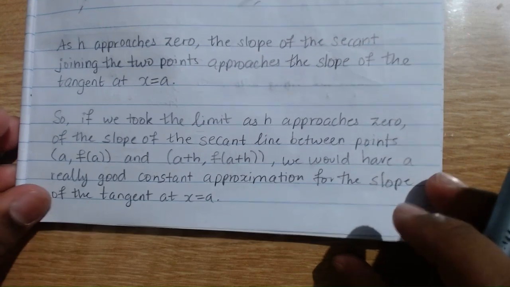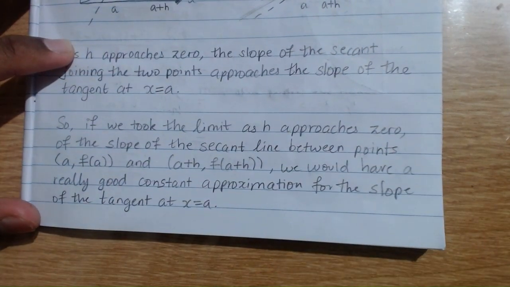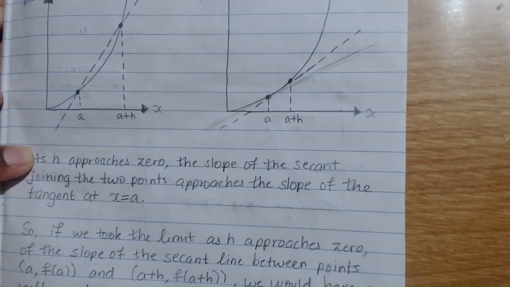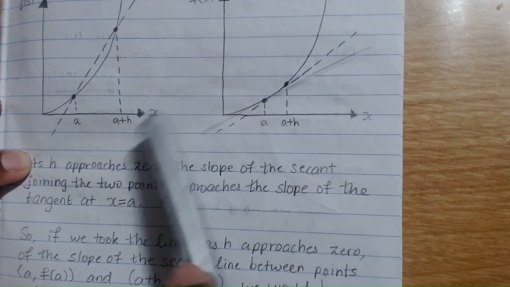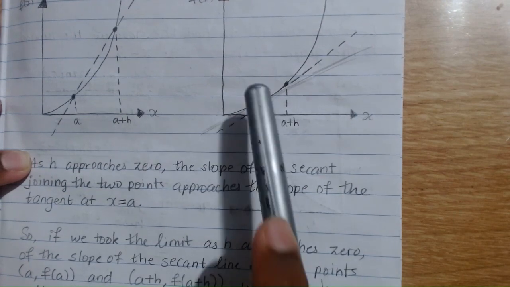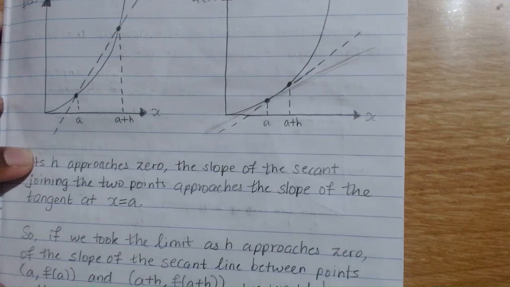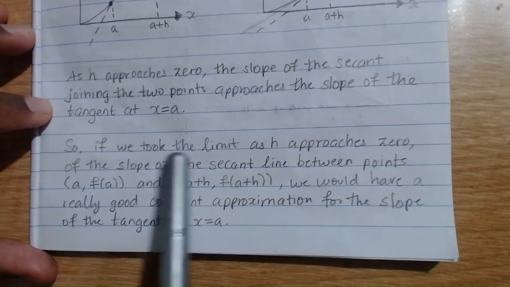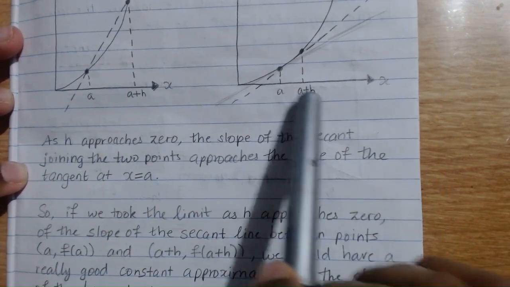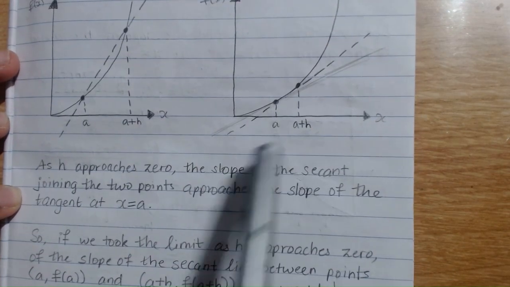We left off from this paragraph, which says if we took the limit as h approaches 0 of the slope of the secant line between 2 points, a, f of a. So we have this graph here, with a function f of x, and I've marked 2 points: a comma f of a, that's that point right there, and a plus h comma f of a plus h, which is that point right there. And I'm saying if we took the limit as h approaches 0, so h is that increment in x, these 2 points are away from each other by that h value.